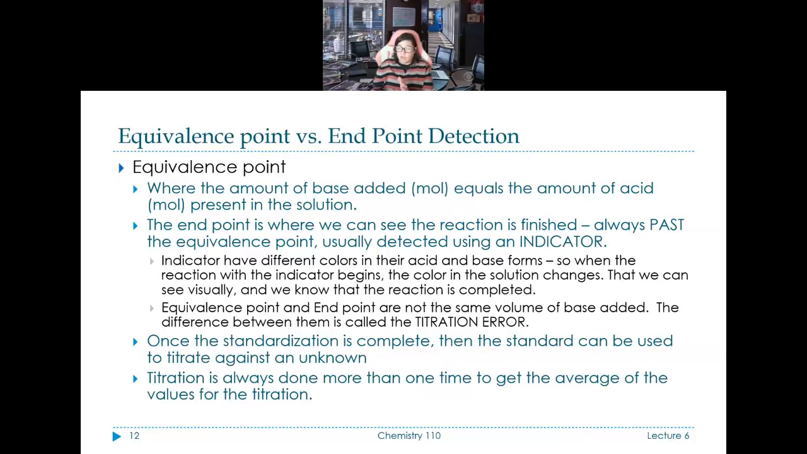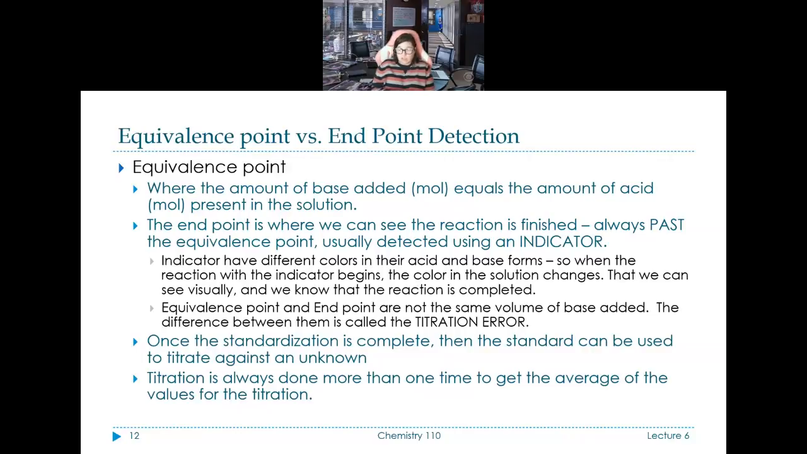It's always past the equivalence point, and it's usually detected using something called an indicator. An indicator has different colors in its acid and base forms. So once the reaction between the standard and the NaOH is complete, then we start reacting with this indicator and the color changes. So the color of the solution changes, that we can see visually, and we know the reaction is completed. So the equivalence point and the endpoint are not the same volume of base. One is slightly beyond the other, and we try to get them as close together as we can, but one is beyond the other. The difference between those 2 points is called the titration error.